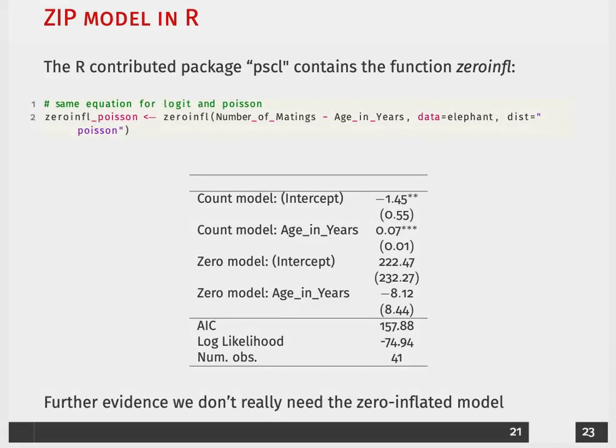And from this, we can see that there's really further evidence that we may not need the zero-inflated model because there doesn't seem to be a reliable association between age and whether or not someone just has a mate, right? It does seem as if the process is the older an elephant gets, the more likely they should be to have a larger number of mates. So we may have actually chosen the correct model in this case.